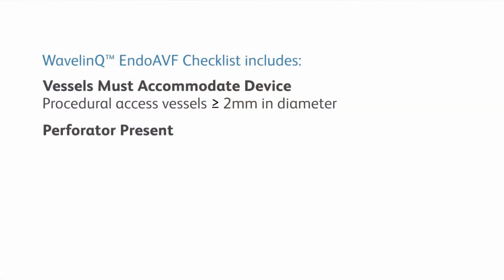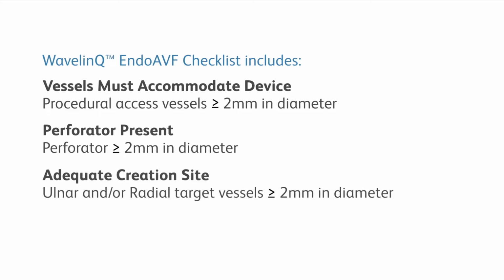In addition to the standard AVF screening, a WavelinQ EndoAVF screening has 3 additional steps. First, the candidate must have vessels that can accommodate the device, which means procedural access vessels must be 2 millimeters or greater in diameter. Second, the WavelinQ EndoAVF candidate must have a perforator that is greater than or equal to 2 millimeters in diameter, which is how the superficial and deep veins communicate. And finally, to be a candidate for WavelinQ, the patient must have an adequate creation site with ulnar artery and vein and/or radial artery and vein greater than or equal to 2 millimeters in diameter.